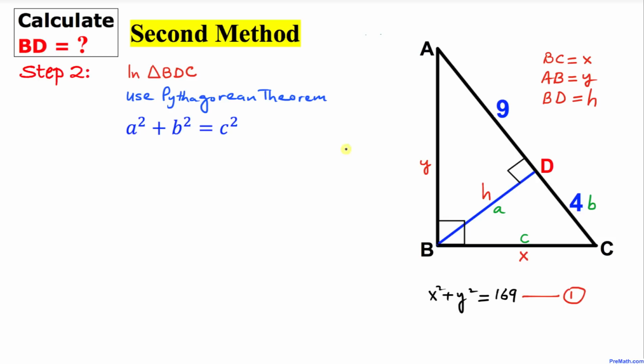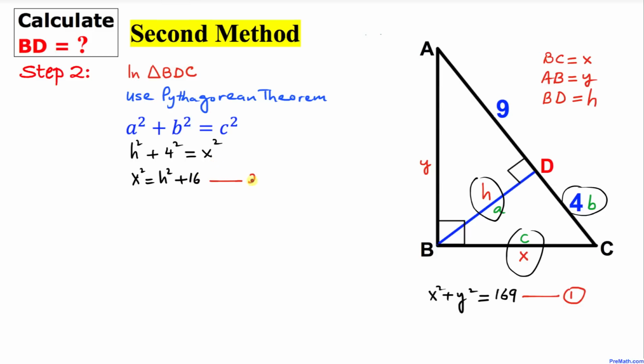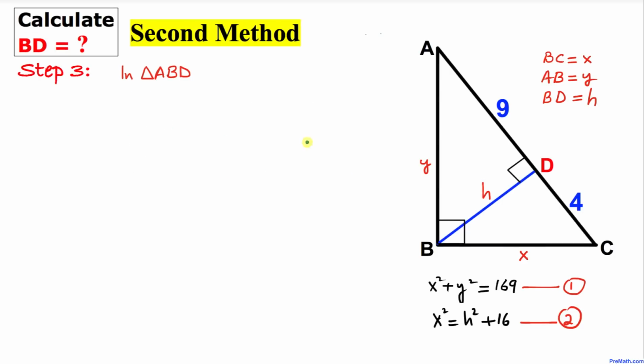Let's fill in the blanks. In our case, a is H, b is 4, and c is X. So I can write this as H squared plus 4 squared equals X squared. So I can write this equation as X squared equals H squared plus 16, and I'm going to call this equation number 2. And here's our next step.